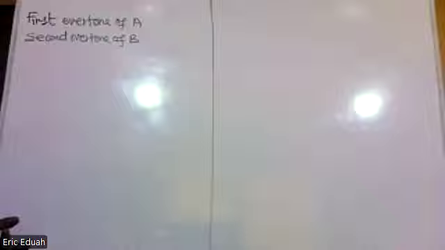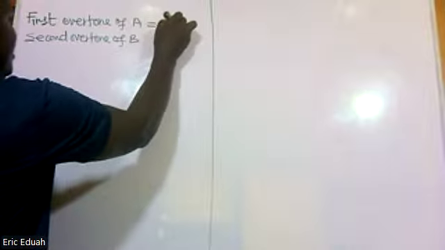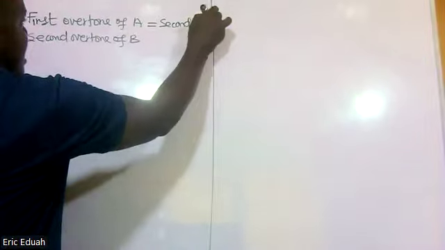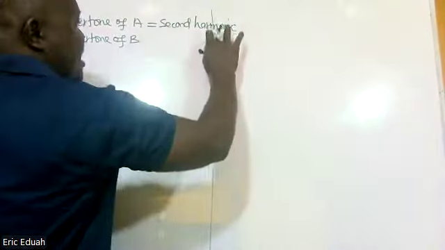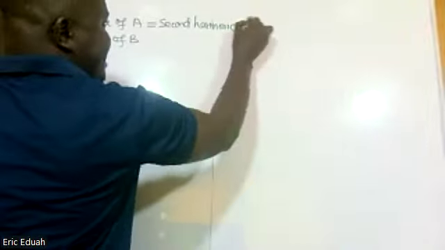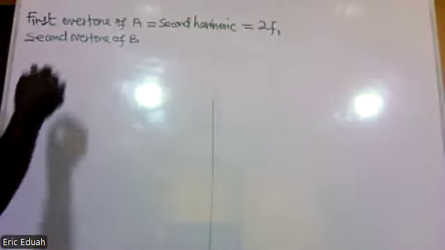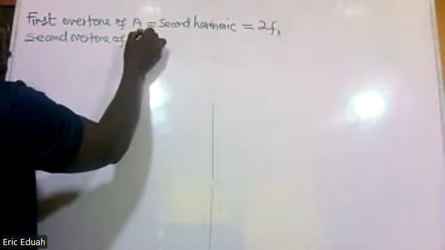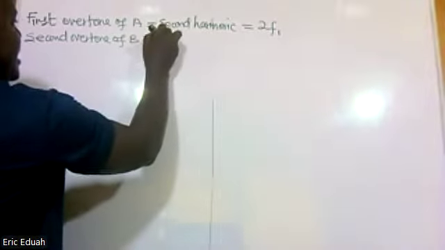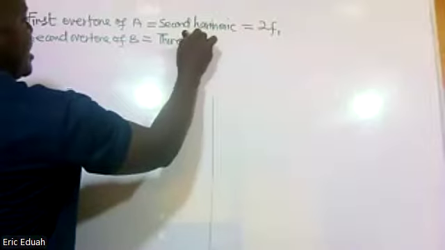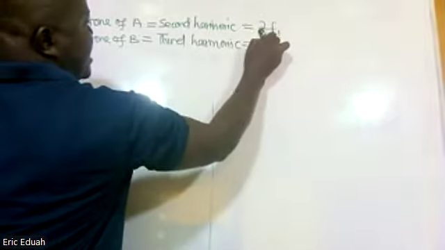And what is the first overtone? The first overtone is the second harmonic. In strings, the harmonics are odd and even. So this is equal to 2 times F1. The second overtone is also equal to the third harmonic, which is equal to 3 times F1.